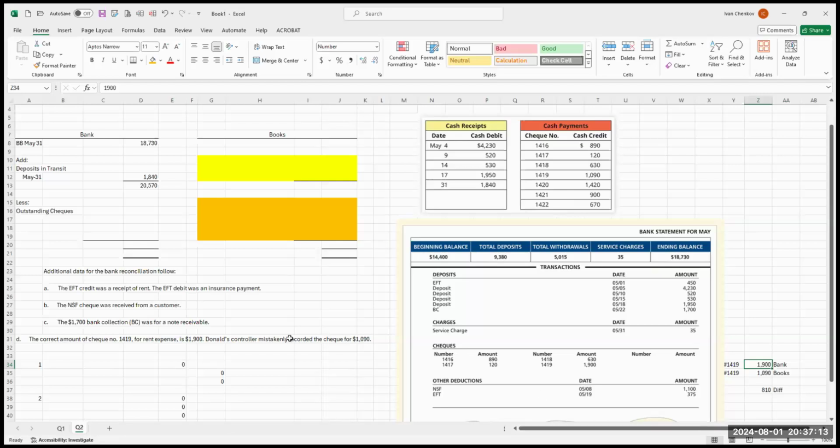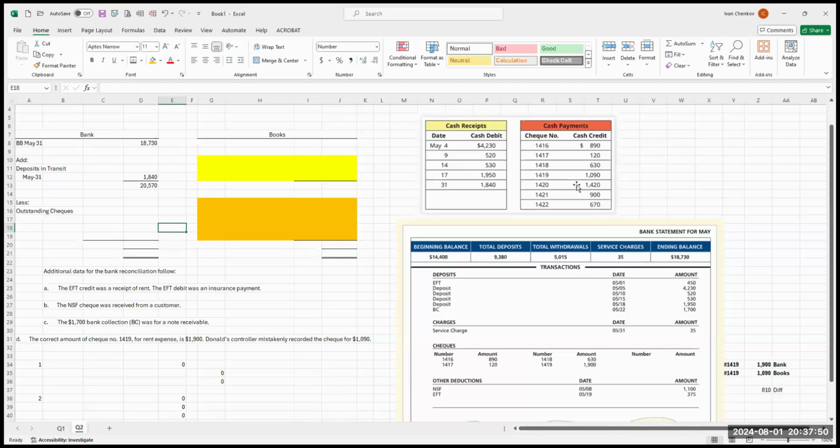We made a mistake for $810, which means that we deducted less cash from our books. The bank deducted the correct amount from our cash balance. So what we have to do is add an additional cash deduction to our cash. That means we're going to deal with that when we come to the books. We're going to make a note here, check 1419. We have to deal with this later.